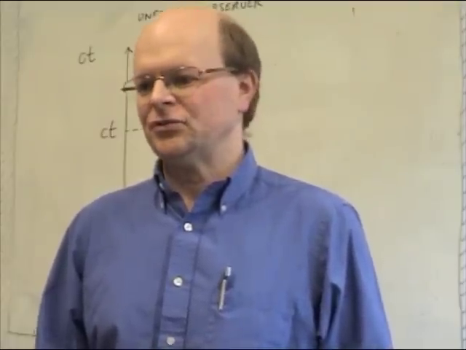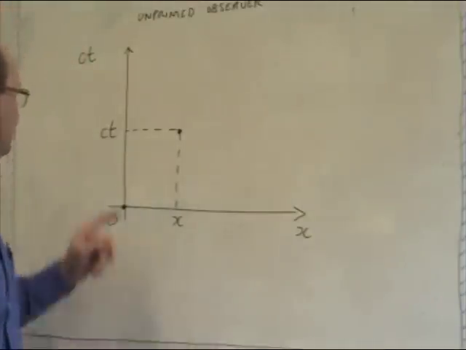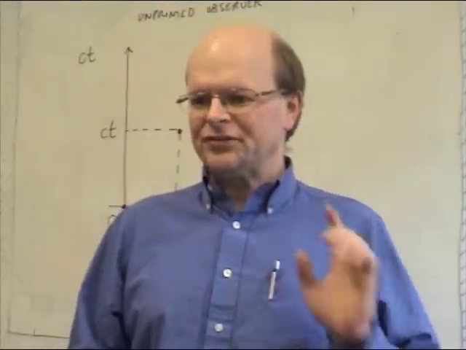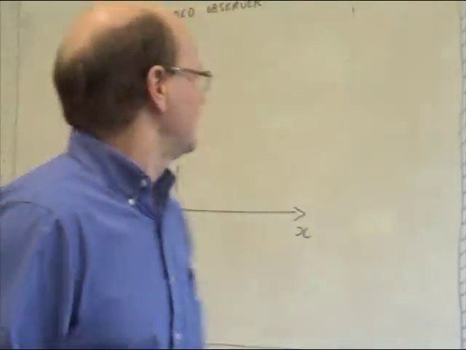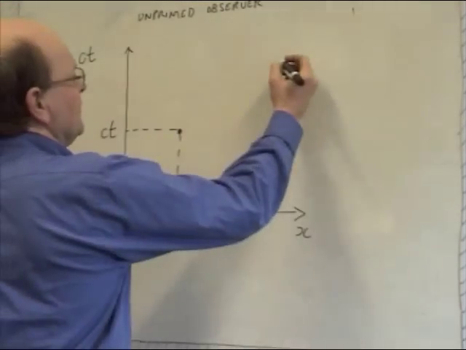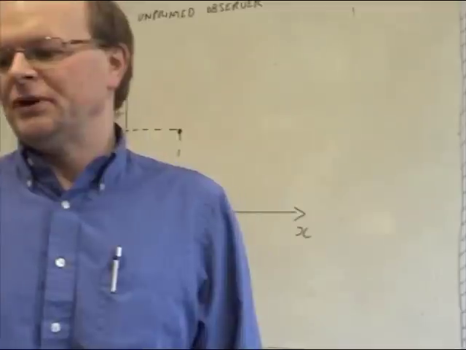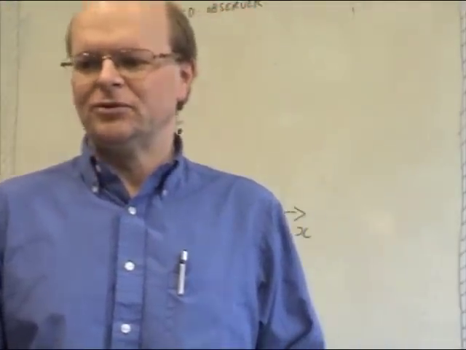So instead of talking about first and second all the time, let's do what we did in the course and talk about an unprimed observer for whom the coordinates are CT and X, and a primed observer for whom the coordinates of the same event are CT primed and X primed. Okay? And so there's a transformation called the Lorentz transformation between the coordinates in the unprimed coordinate system and the coordinates in the primed coordinate system.